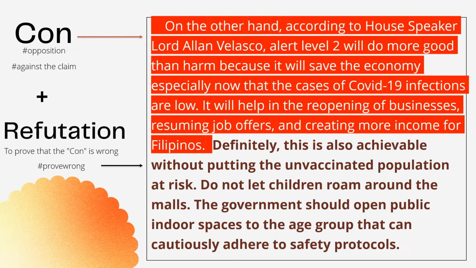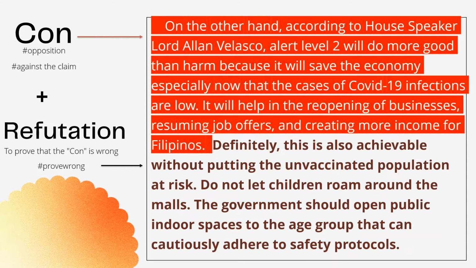Now let us go to the con, the opposition or argument against the claim. So we have to state here why others believe that allowing children in public places is a necessary action. On the other hand, according to House Speaker Lord Alan Velasco, Alert Level 2 will do more good than harm because it will save the economy, especially now that the cases of COVID-19 infections are low. It will help in the reopening of businesses, resuming job offers, and creating more income for Filipinos. That is the con or opposing argument.